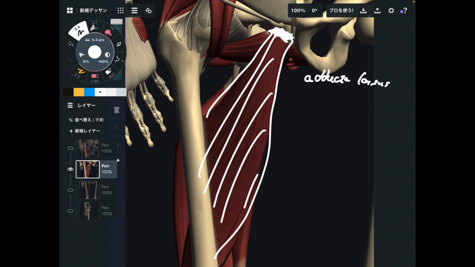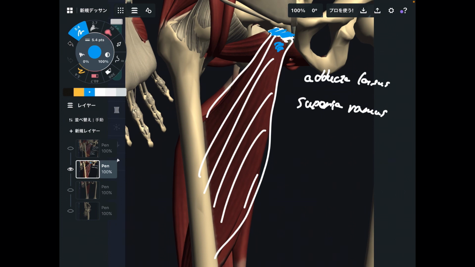Where's origin? Origin is right here. It's close to adductor brevis, but it's slightly different location. This part is superior ramus. Adductor brevis was inferior ramus. Adductor longus is superior ramus. It's close but slightly different location.